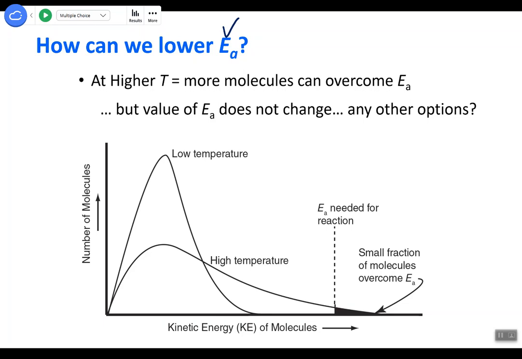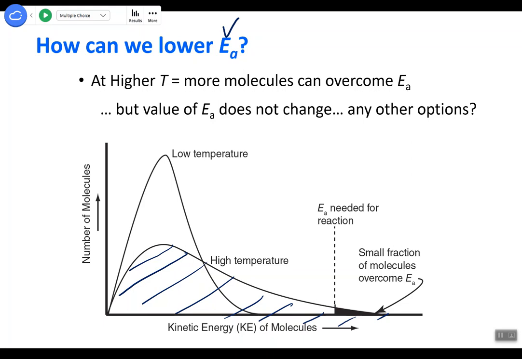And if we want it to go faster, we've seen this slide before, this is old news. We can increase the temperature. That broadens the distribution of the kinetic energy of those reactants and allows some to be able to meet that activation energy requirement and overcome that barrier.